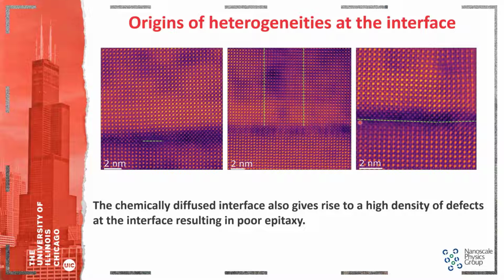And we also see on the right here that the substrate has a step edge, so the termination is not consistent, which again results in heterogeneities when we are applying such high compressive strains to grow strontium hafnate.